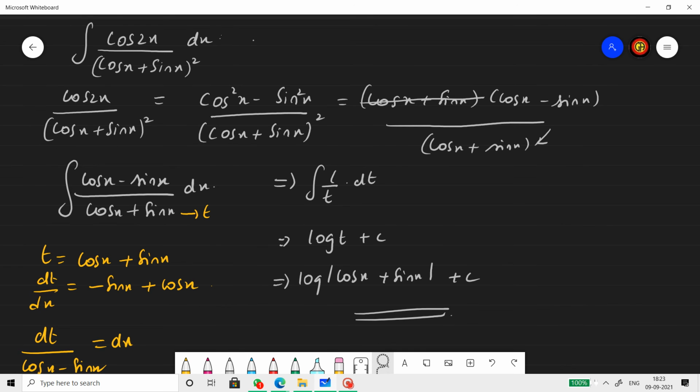Now this one is simple. By now you must all be comfortable with the formulas. So cos 2x can be written as cos square x minus sin square x.